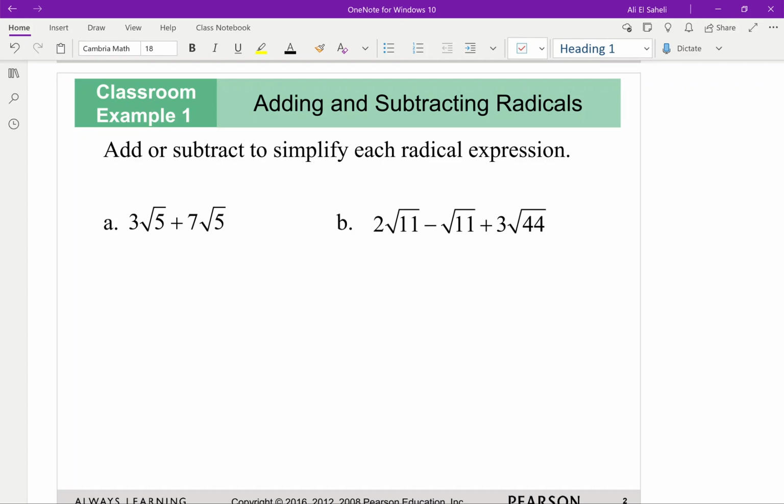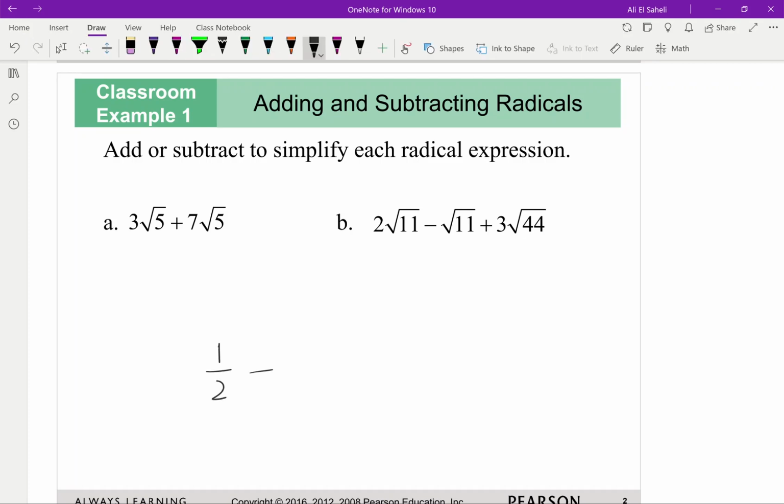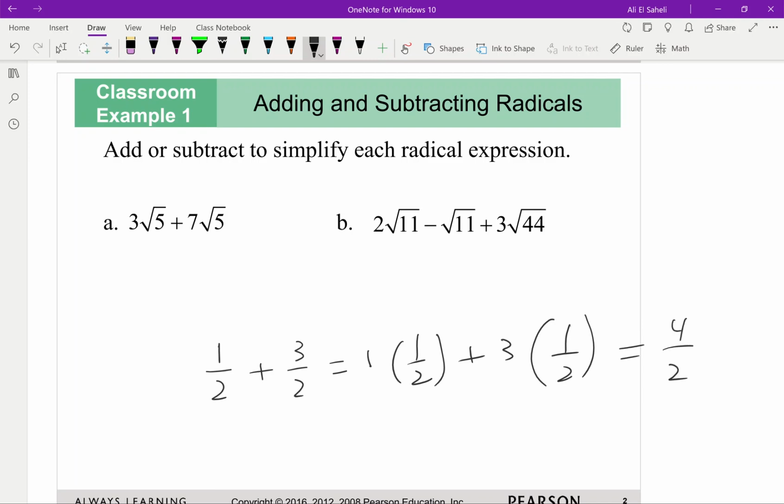For instance, if you have 1 over 2 plus 3 over 2, this is really 1 half plus 3 halves. So that's 4 halves. Okay, so you add the numerators, which is 4 over 2.